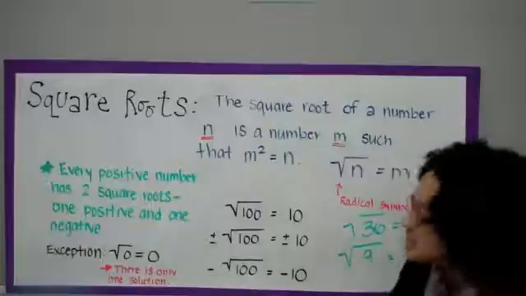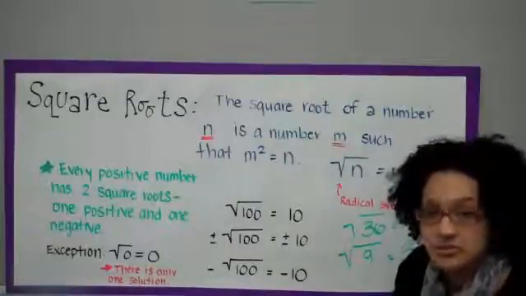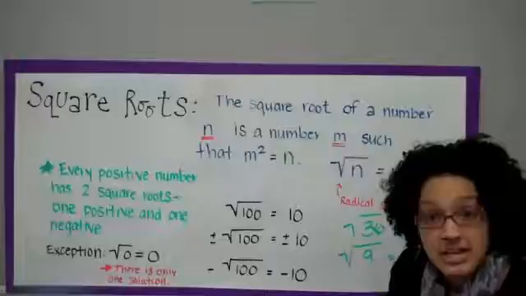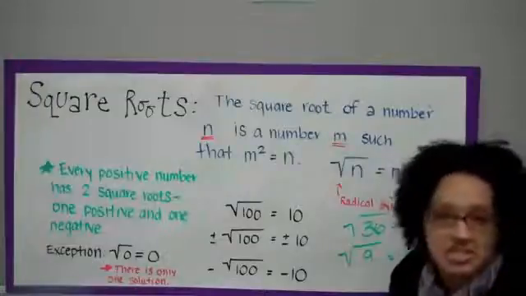The only exception is 0. The square root of 0 is just 0. There's only one solution because there's no such thing as positive 0 or negative 0. Just 0.